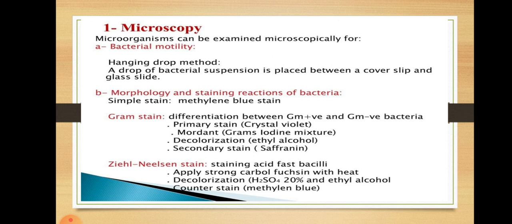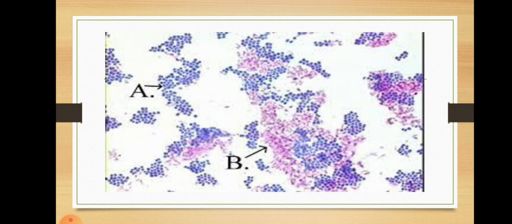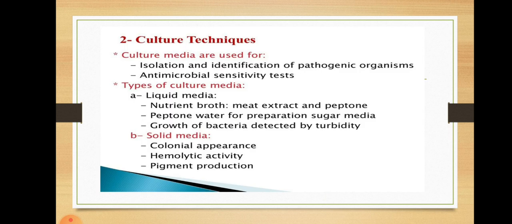Bacterial motility is determined by using the hanging drop method, whereas for staining, two types of staining methods are performed: the Gram staining method and the Ziehl-Neelsen staining method. The Gram staining method detects gram positive and gram negative bacteria, while the Ziehl-Neelsen staining method is used to detect acid fast bacilli in case of tuberculosis samples. Here is a picture showing gram positive bacteria and gram negative bacteria.